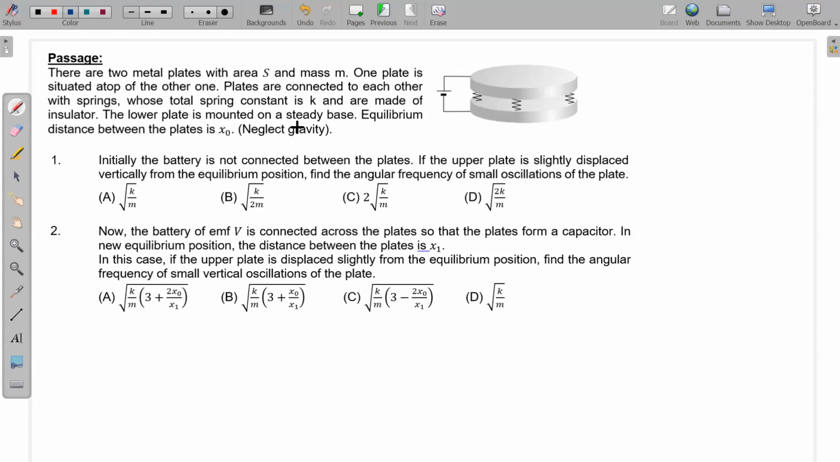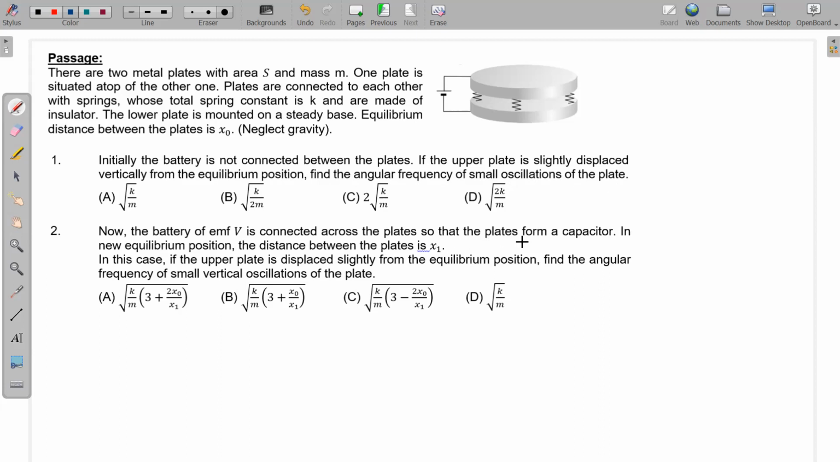The lower plate is mounted on a steady base. The equilibrium distance between the plates is x naught. Neglect gravity. So the first question says that initially the battery is not connected between the plates. Now if the upper plate is slightly displaced vertically from the equilibrium position, then find the angular frequency of small oscillations of the plate.